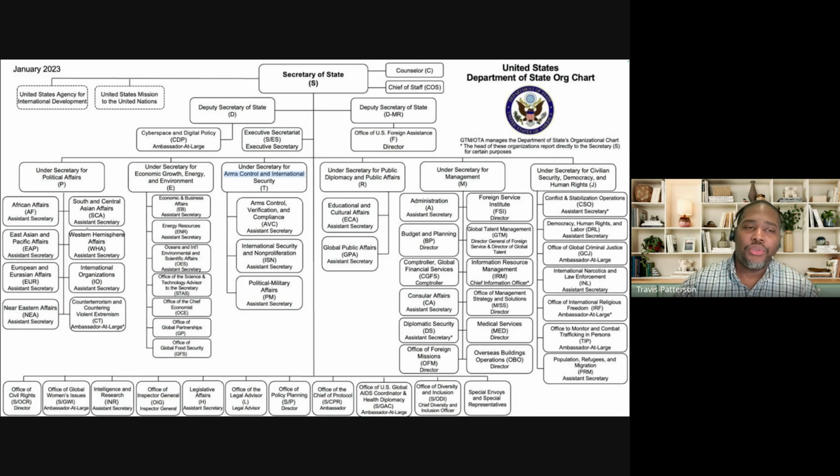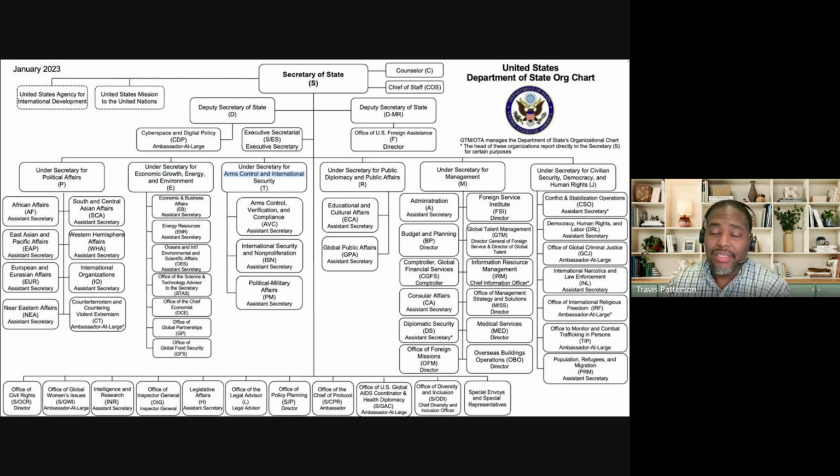And under each, you'll have sub roles that roll under to these bureaus here. So these sub bureaus, you have African affairs, East Asian and Pacific affairs, European and Eurasian affairs, Near Eastern affairs, and we're going to get some descriptions on these soon, so on and so forth. But yeah, economic, the business affairs, energy resources, oceans and international environment.